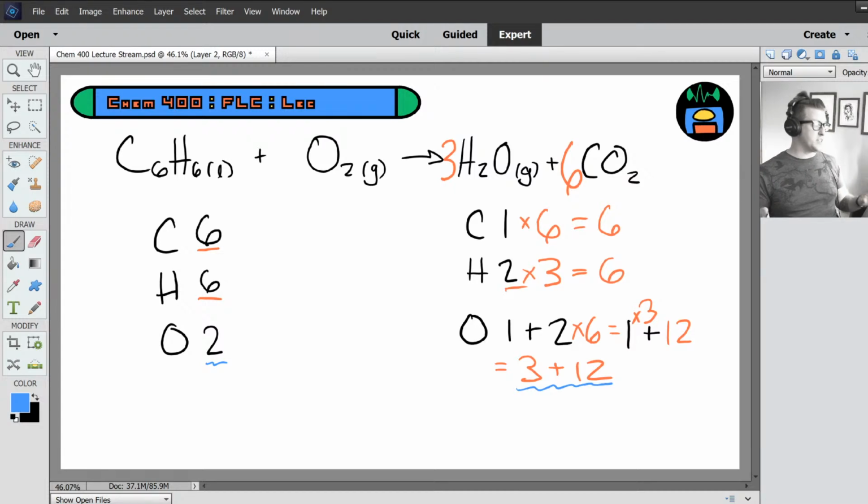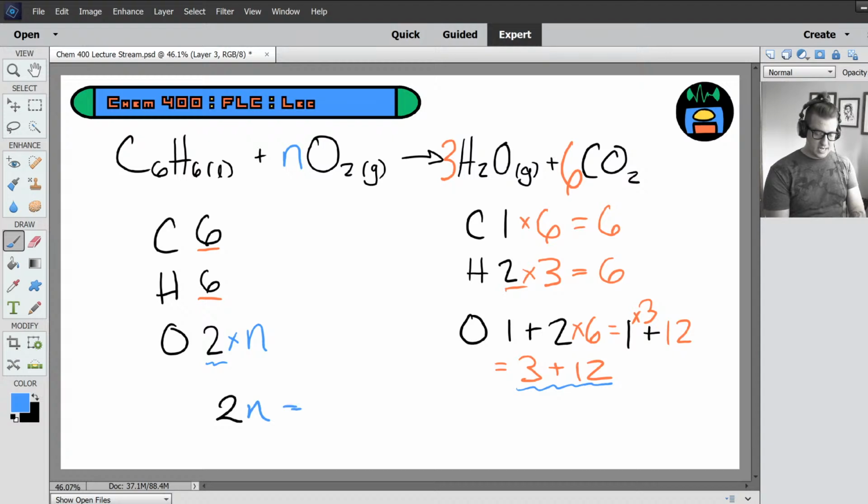These 2 don't go into each other evenly, so we're going to use that technique where we apply an integer n. We need to multiply the molecule O2 by some number n so that 2 times n is equal to 15, the total number of oxygens on our product side. Now we divide both sides by 2 to find what that number is, and it turns out that number is 15 halves.